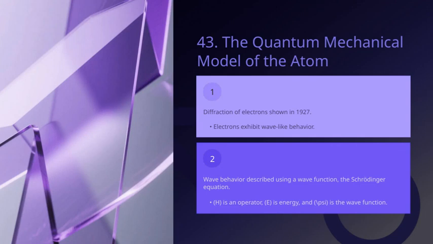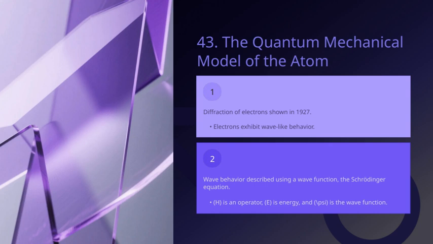Let's take a closer look at how wave behavior is described in quantum mechanics. Here, H represents the operator, which acts on the wave function. E is the energy associated with the system, and ψ stands for the wave function itself. The wave function is key because it encodes all the information about the quantum state of a particle. The Schrödinger equation then relates these components and provides a way to predict how the wave function evolves over time.